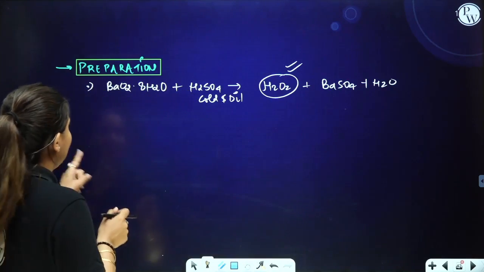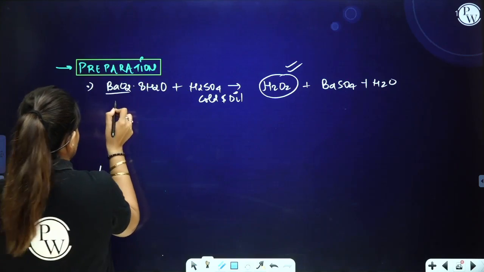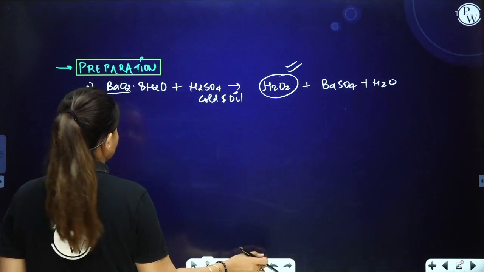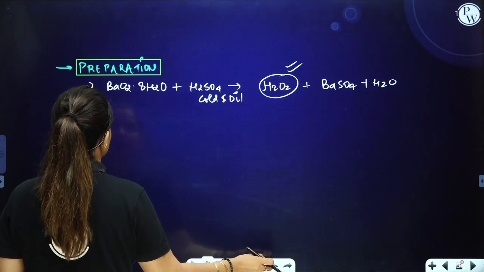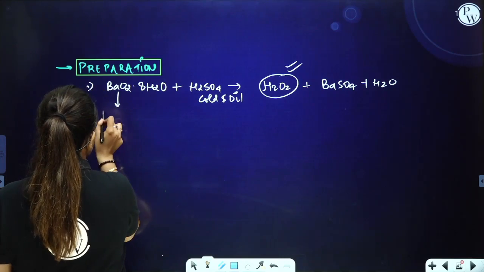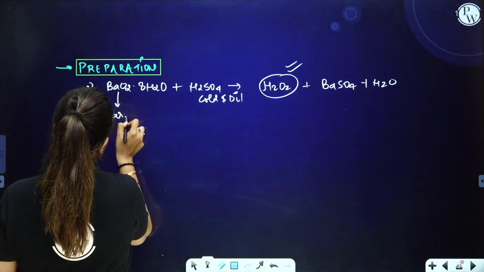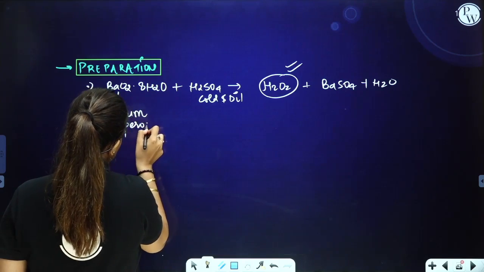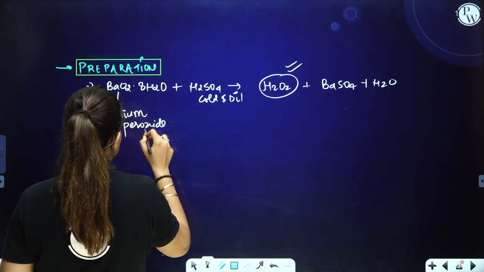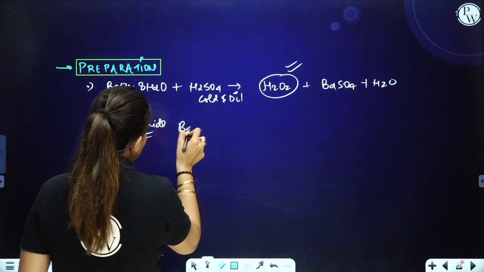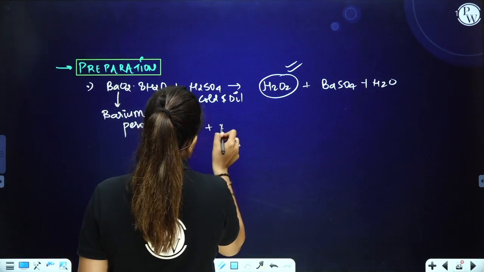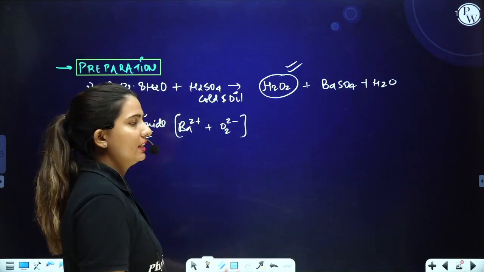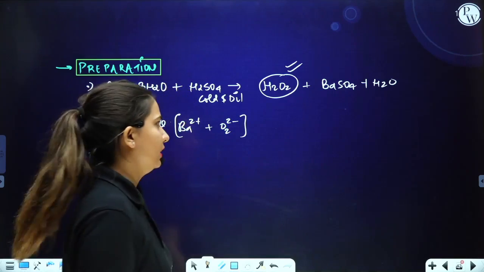This is barium peroxide. It is made of Ba2 positive plus O2 2 negative ions. So its reaction with H2SO4 will give you the H2O2.